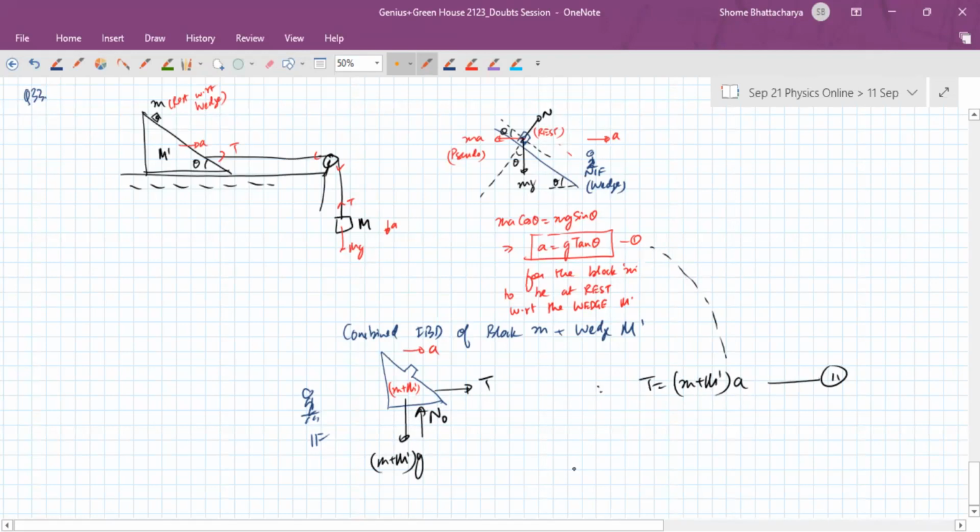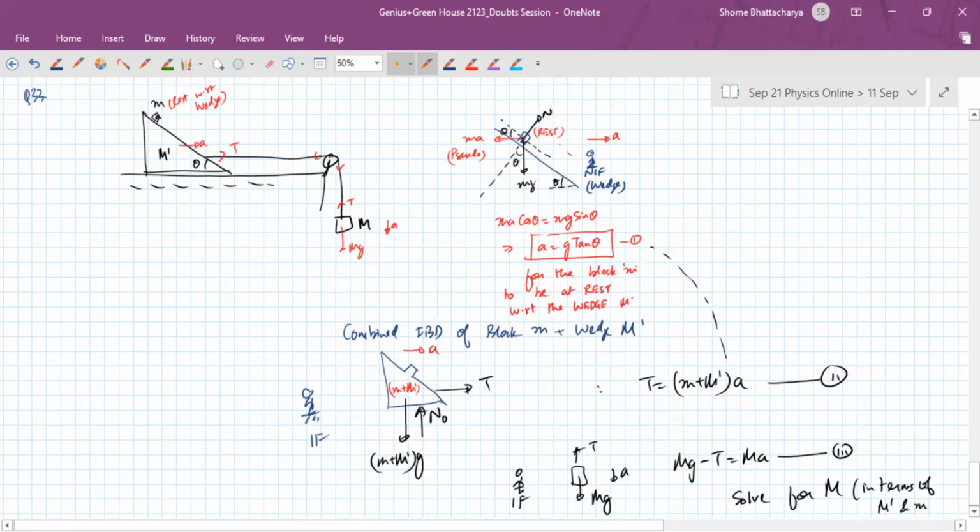And finally, for the vertically hanging block, this also in inertial frame. So I have capital Mg minus T is equal to capital M A. So from this now I can solve. So I can solve for capital M, which will come in terms of M prime and small m.